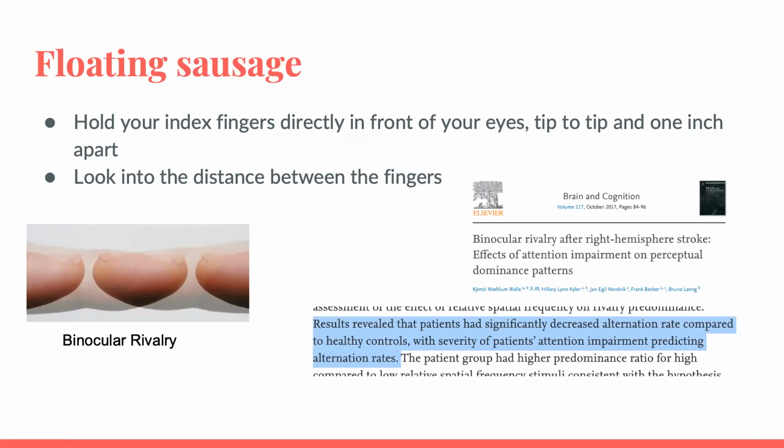What you want to do is you hold your 2 index fingers out, several inches in front of your eyes. You want to have your fingers not touch, but you want to leave like a 1-inch distance between them. And now you just look into the distance between the gap of your fingers.